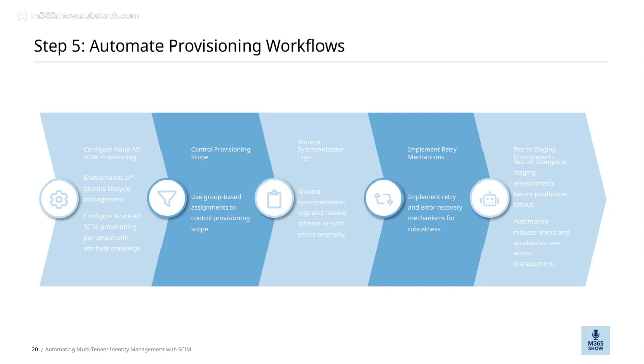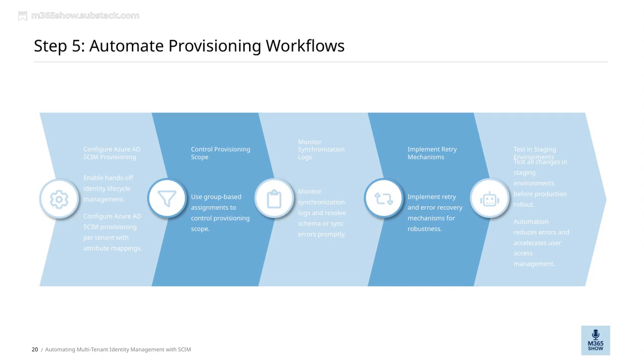Using group-based assignments to control the provisioning scope is another important point. It allows us to manage who gets provisioned and to what extent, adding a layer of control and security. Finally, enabling a hands-off identity lifecycle management process is the goal. To do this effectively, we need to configure Azure AD SCIM provisioning per tenant, including setting up attribute mappings. This setup automates user provisioning and deprovisioning, reducing manual effort and ensuring a seamless experience across all tenants.